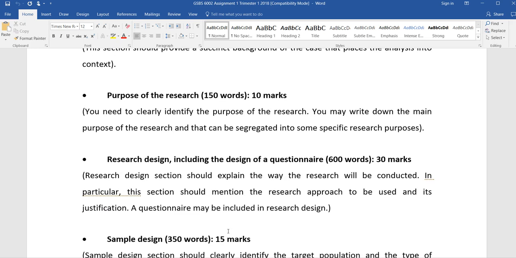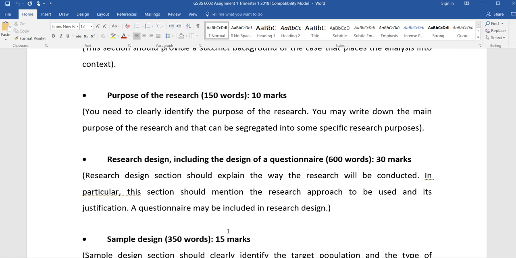The next section is the purpose of the research, and you know that this is a very important part of the research proposal because you need to very clearly write down the purpose of the research. So we already have seen that there are two key research issues. One is the reasons for their failure and how they can become competitive in the Australian market. So based on these two key research issues, you first can write down a major purpose of this research. Then this major purpose can be segregated into some specific objectives.